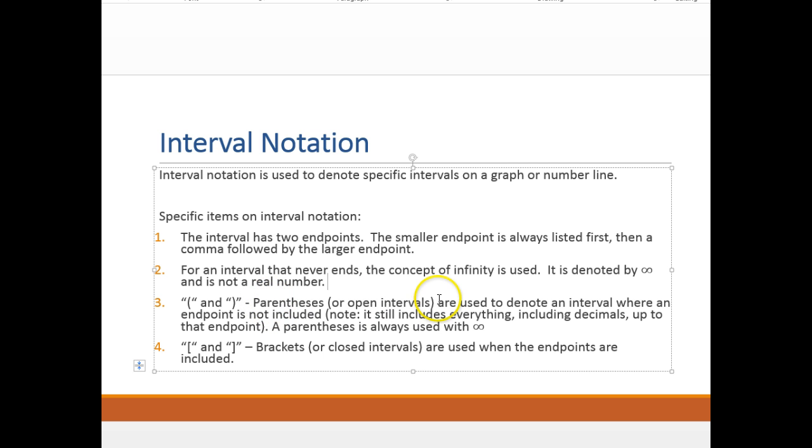Parentheses are called open intervals, and they're used to denote an interval where the endpoint is not included. Please note that everything up until the endpoint, including all the decimals, is included. And please note that you always use parentheses when using infinity. You never use brackets. Now brackets basically mean almost the same thing as parentheses, except that we include the endpoints.